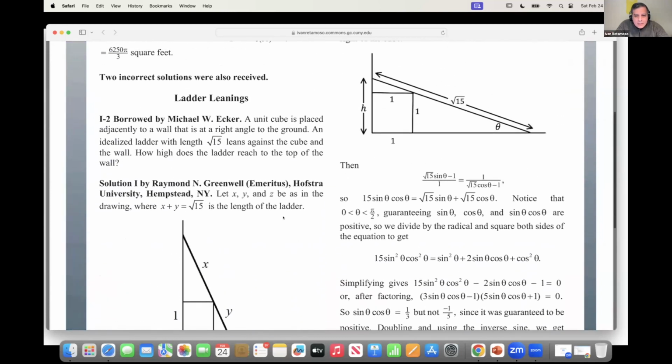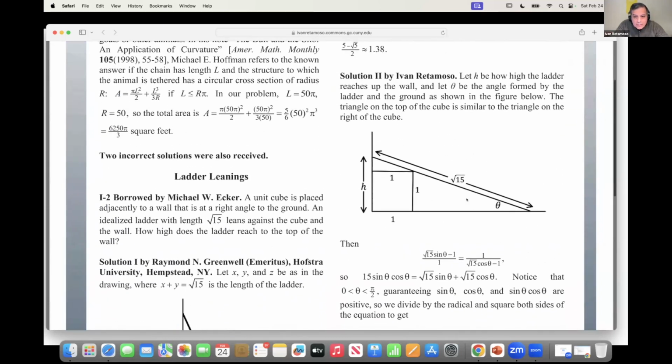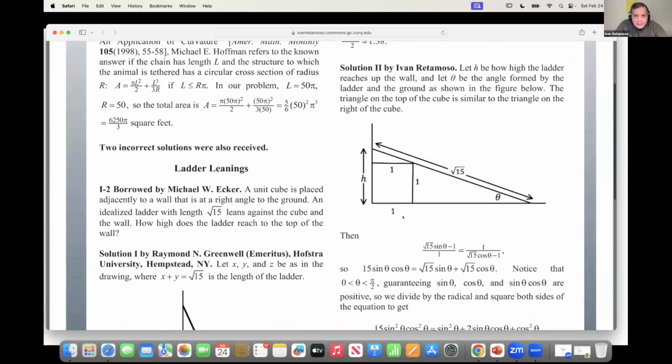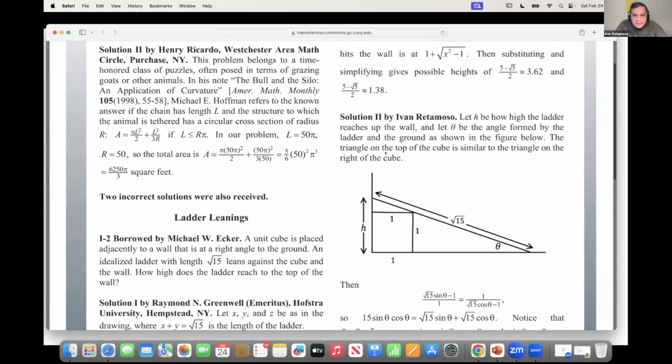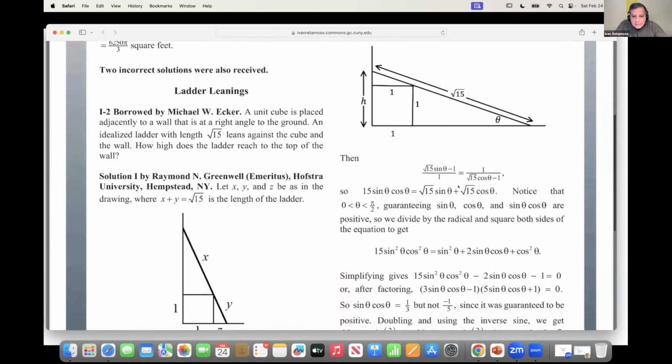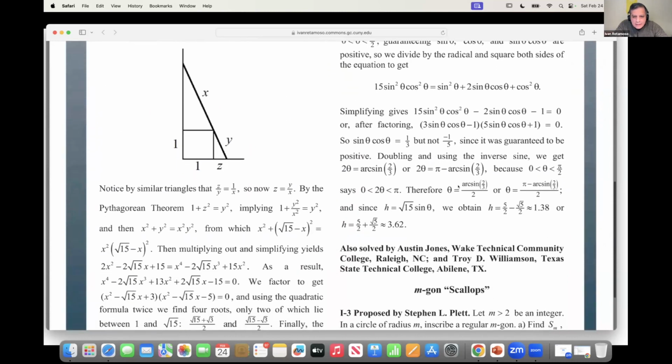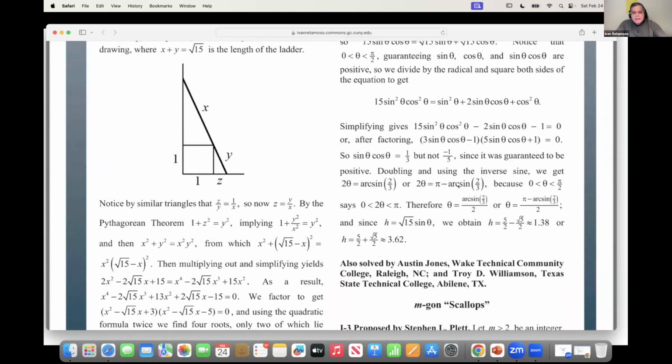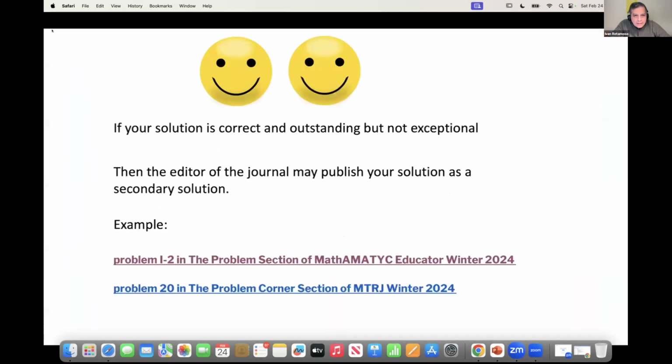But then, since my solution had a different approach, a trigonometric approach, where I used the angles instead, it was also considered as solution 2, the second solution, right? And still they published it there. But then, besides this, there is a third scenario. The third scenario is as follows.